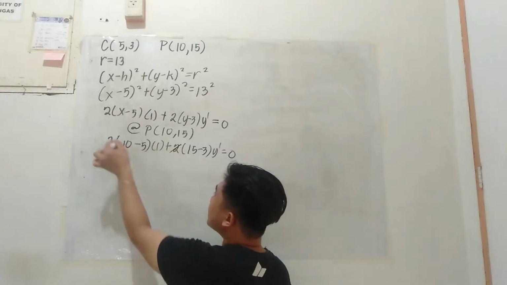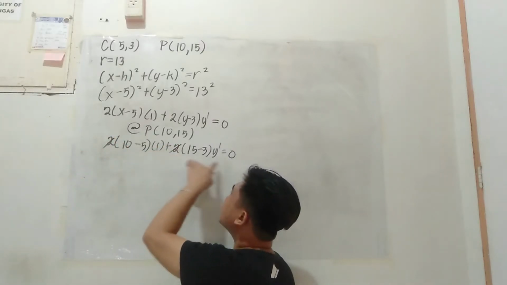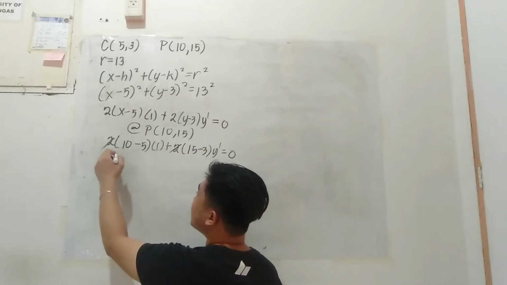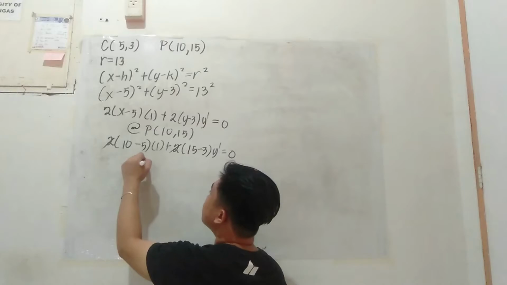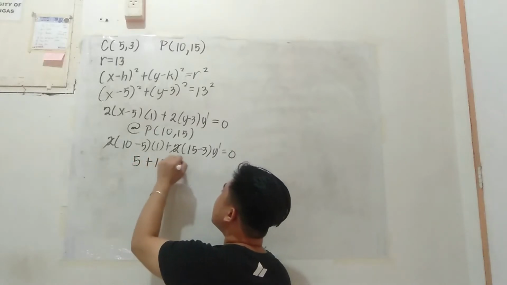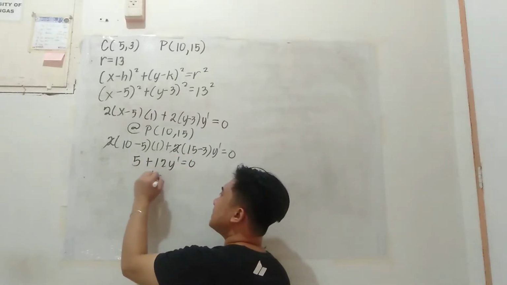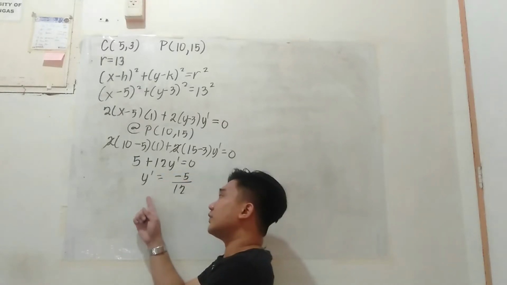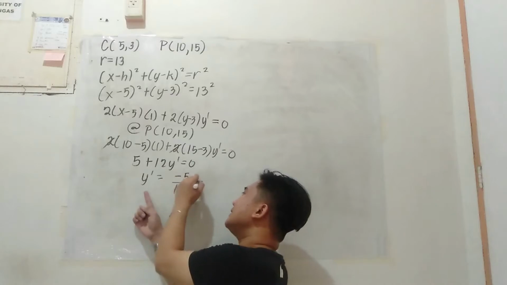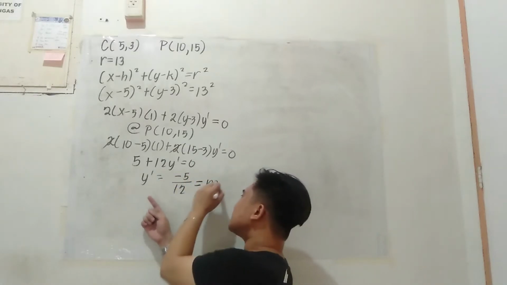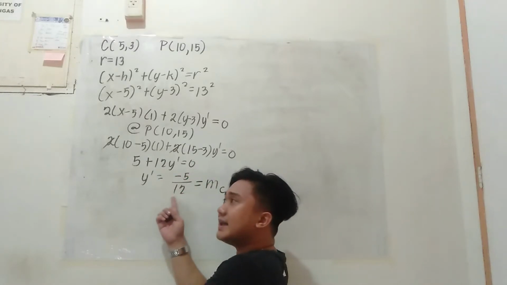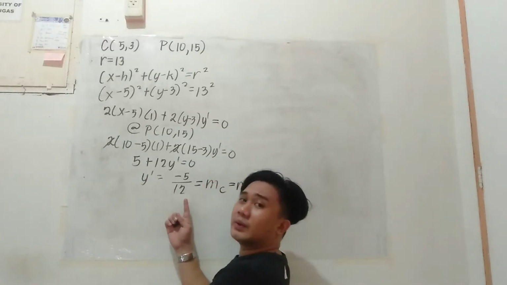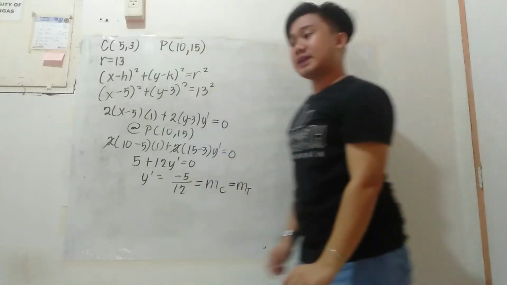So, makakancel lang naman yung 2 kasi common factor lang, and then divide ko dito, mawawala, makakancel lang yun. So, 10 minus 5, that is 5, plus 12y prime equals 0. Y prime is equal to negative 5 over 12. Do not forget that the first derivative of your equation is also your slope. So, ito yung slope ng circle natin, at tatandaan nyo, yan din yung slope ng tangent line mo. Okay? Principle of differential calculus.